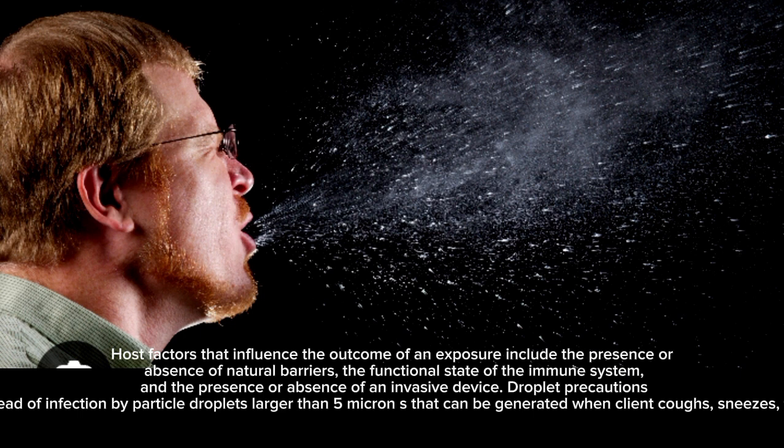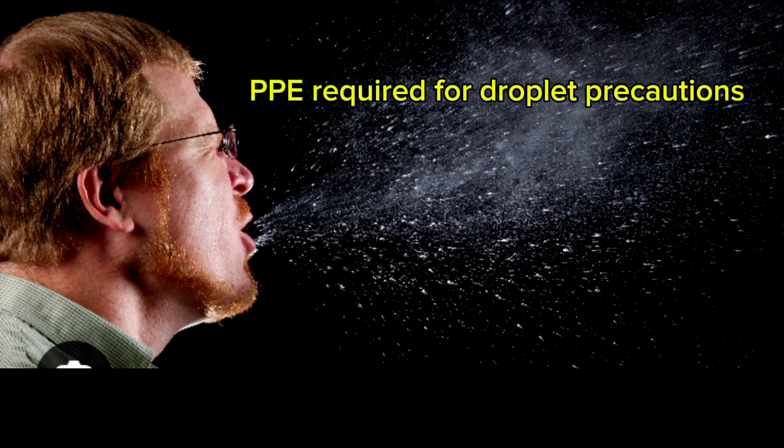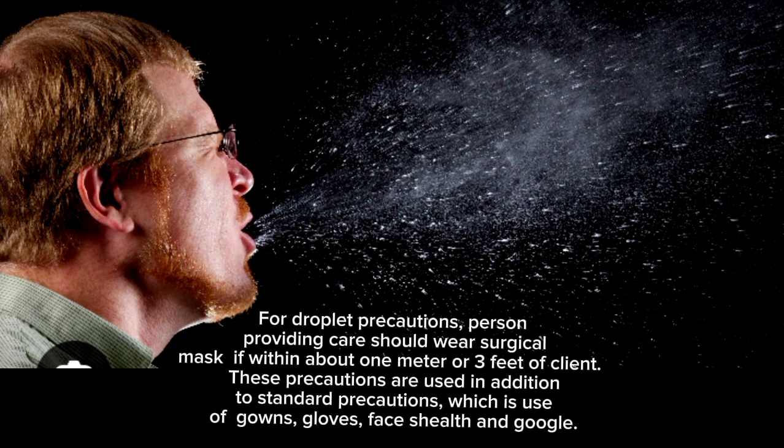Droplet precautions involve spread of infection by particle droplets larger than 5 microns that can be generated when the client coughs, sneezes, talks, or laughs. PPE is required for droplet precautions. The person providing care should wear a surgical mask if within about 1 meter or 3 feet of the client. These precautions are used in addition to standard precautions, which is use of gowns, gloves, face shield, and goggles.